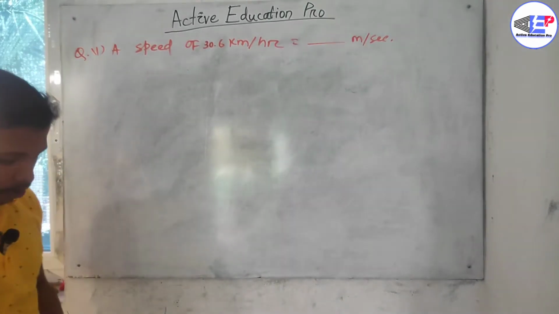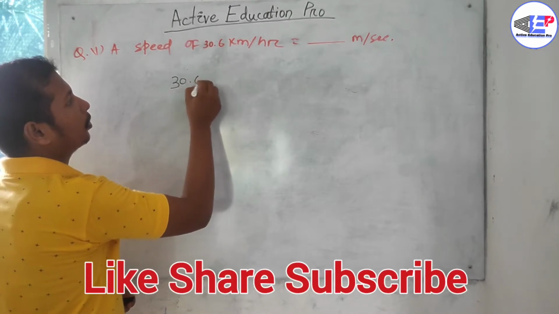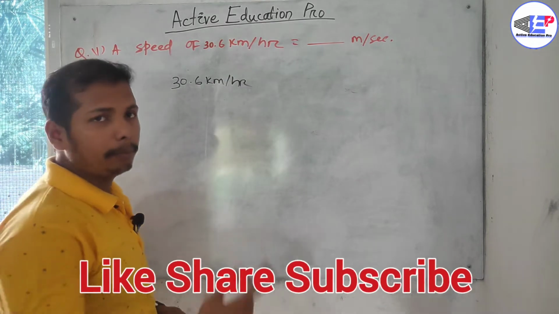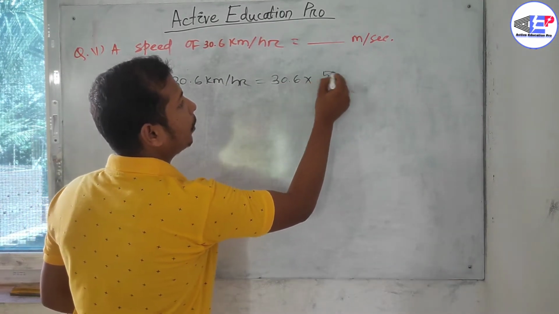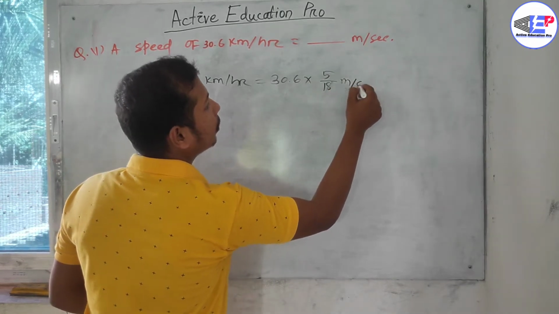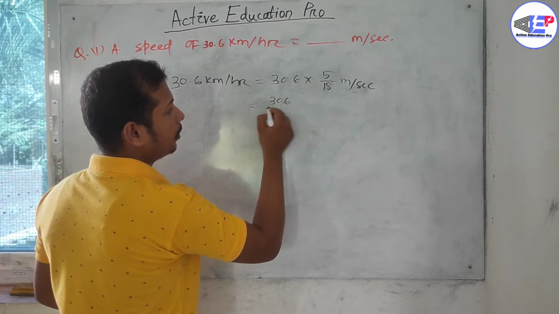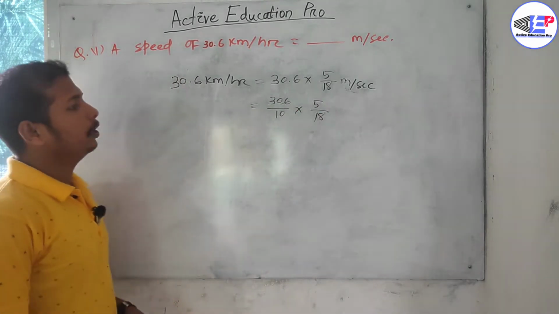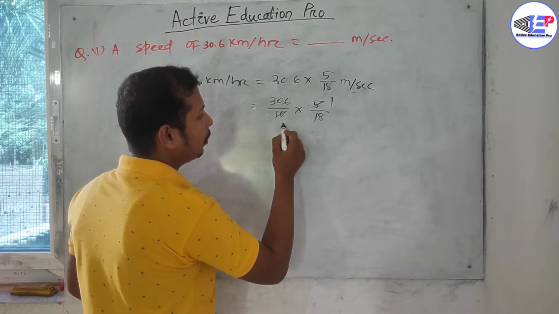In our previous videos we have studied that when we have to convert the kilometer per hour unit, we have to multiply it with 5 by 18. So it will equal to 30.6 into 5 by 18 meter per second. We can write 30.6 as 306 by 10 into 5 by 18. Now we will divide 5 and 10 with 5. So it will give 1 here and 2 here.